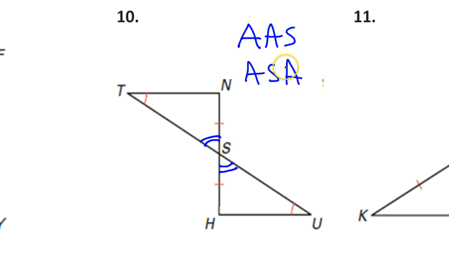Both of these have 2 angles and a side. Well, if it's going to be angle, side angle, it has to be 2 angles and the side that's between them. So you see the 2 angles. The side that is between them is this right here, but that's not the one that's marked. So I have 2 angles and the non-included side. Now that's all about angle, angle, side.